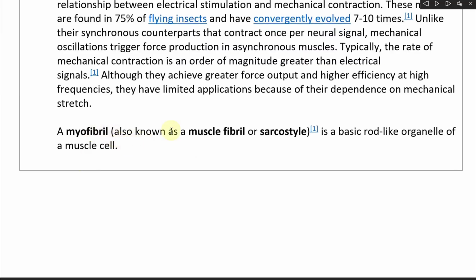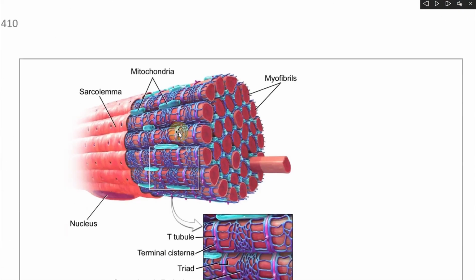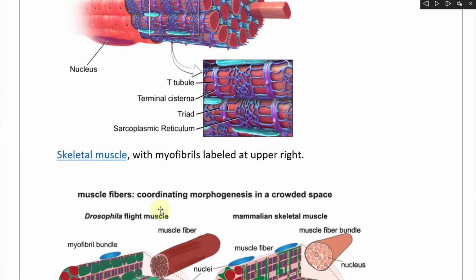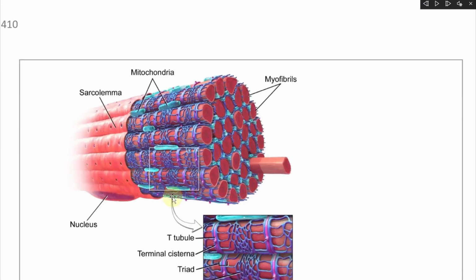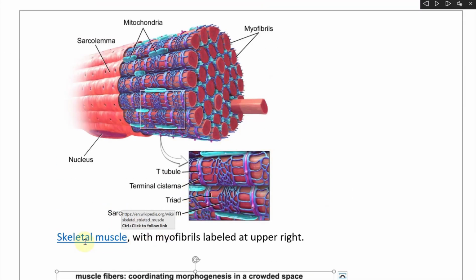So a myofibril, also known as a muscle fibril, or sarcostyle, let's just see the pronunciation here. Sarcostyle. A sarcostyle is a basic rod-like organelle of a muscle cell. So here's an image here. This is skeletal muscle, and we'll compare it with the flight muscles soon, or the asynchronous muscles. Basically what we have here is a skeletal muscle with myofibrils labeled on the upper right.